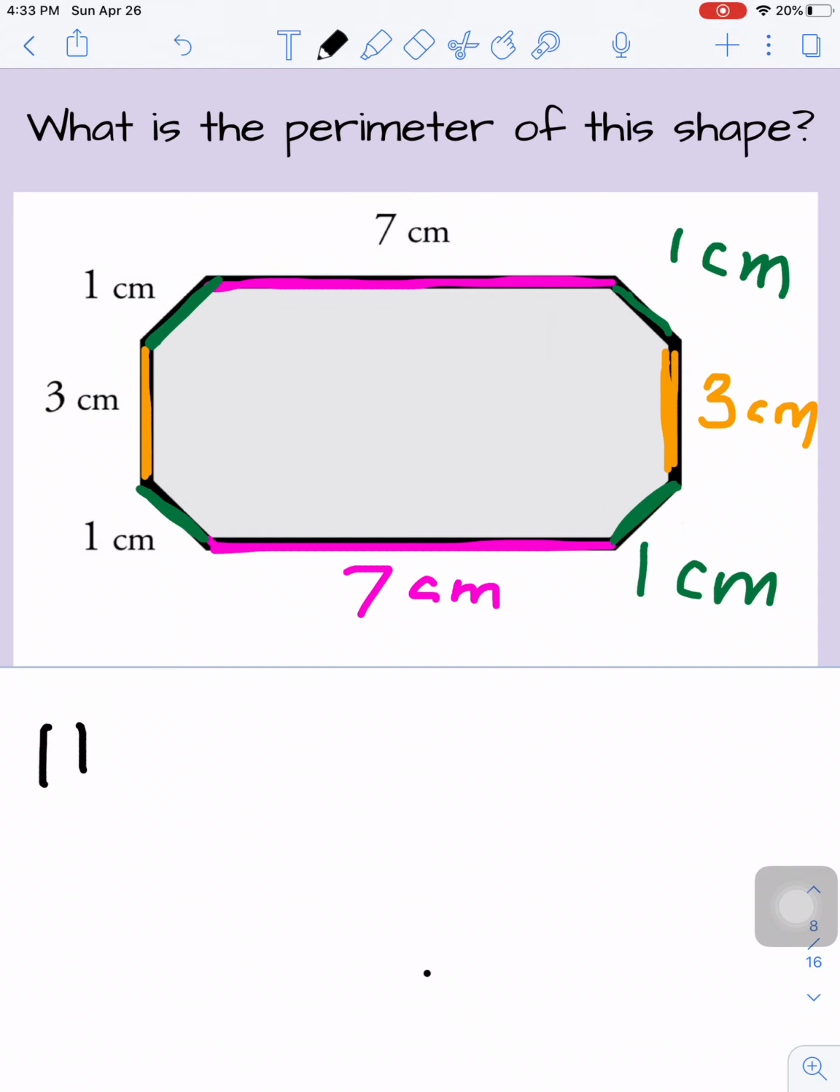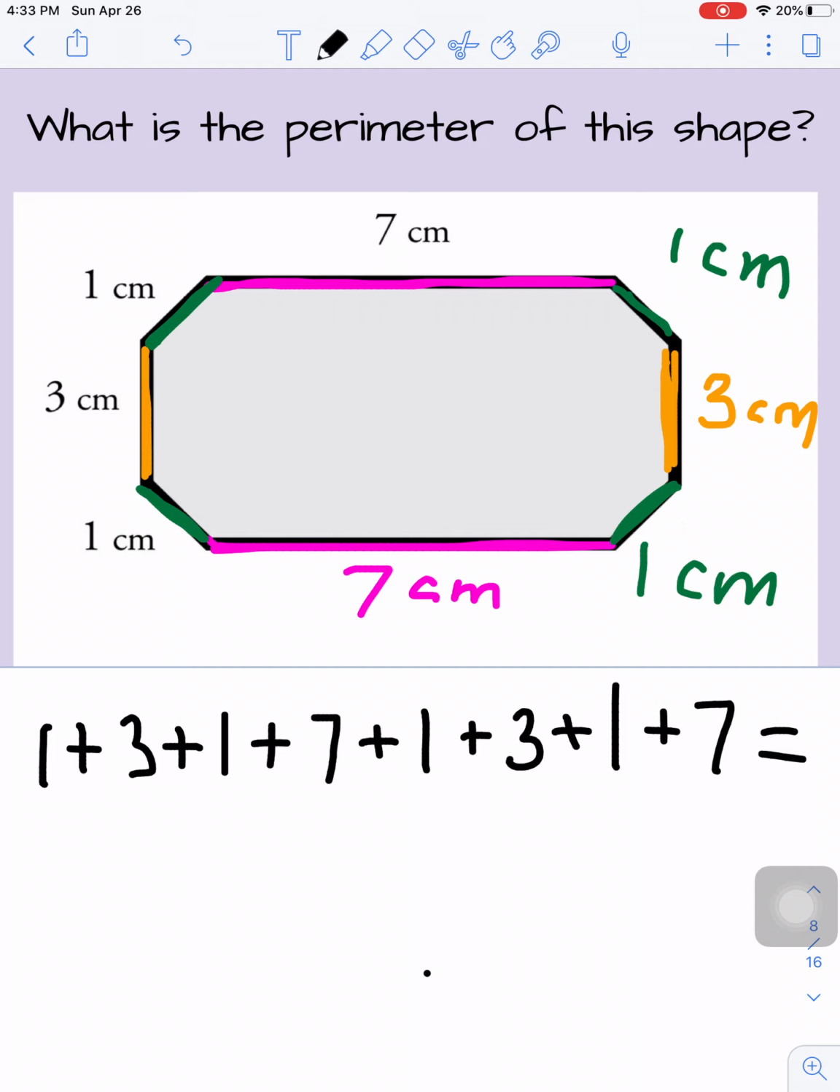So when I add all those numbers up, that's going to equal 24 centimeters. Remember, the 24 centimeters is the total distance around the shape or the perimeter of the shape. And so that is how you find the perimeter of a shape when you do not know all the side lengths. Look for the lengths and sides that you do know to find the unknown sides with the same lengths.